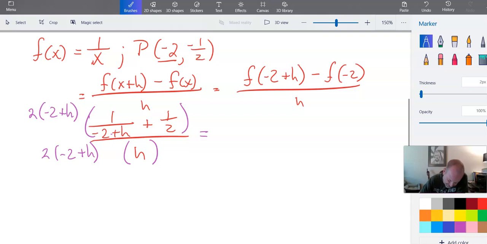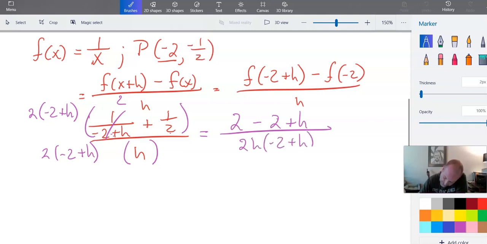Okay, so let's see what happens. Here, this will cancel this guy and leave this as a 2. So this ends up canceling and becoming 2. Over here, the 2's cancel, and I'm left with minus 2 plus h. And this whole thing is over this denominator, which, if I simplify it a little bit, is 2h times negative 2 plus h.